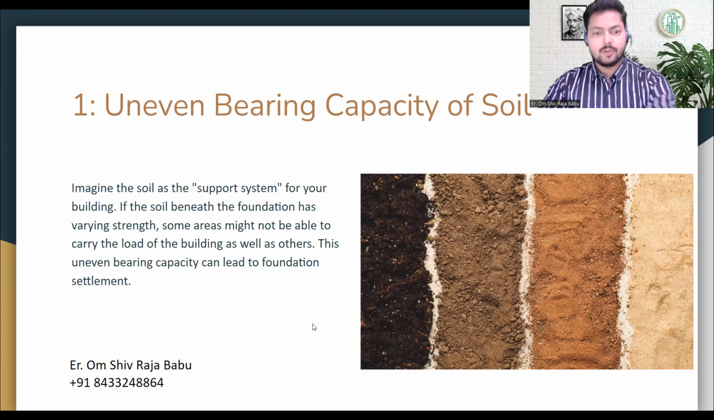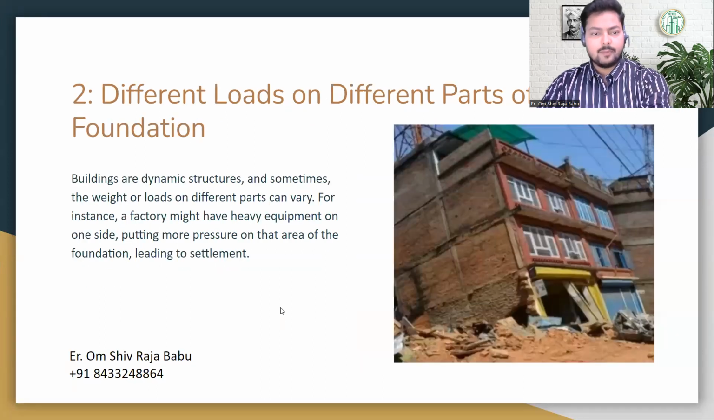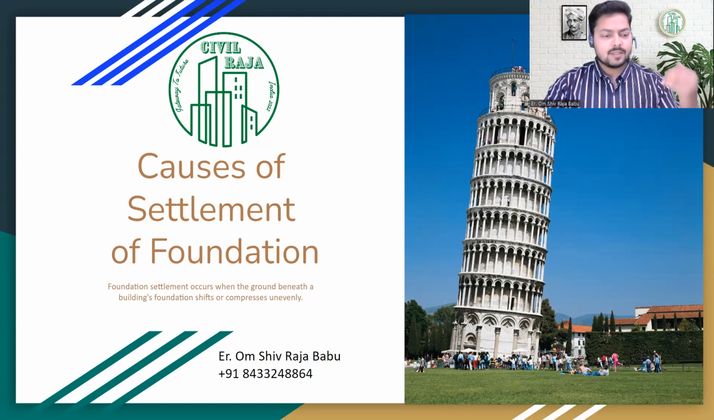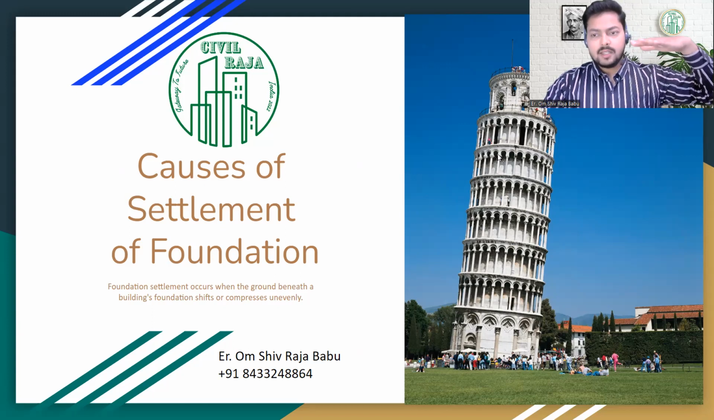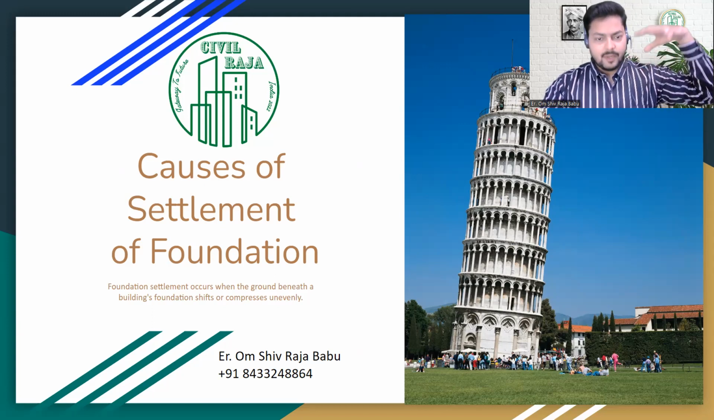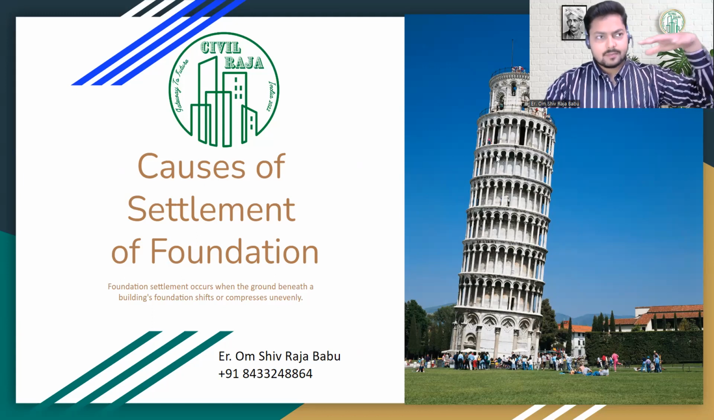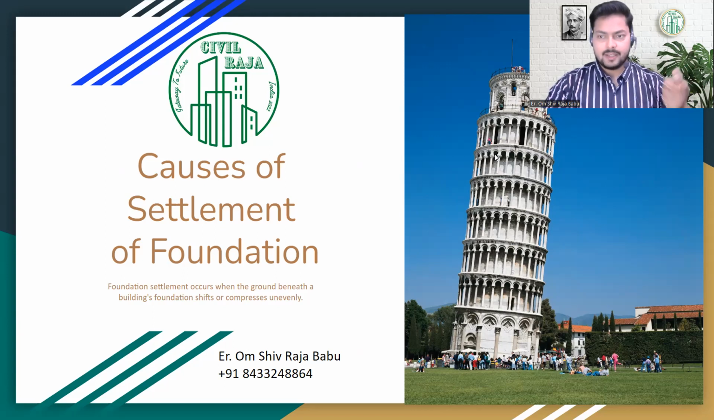Okay, I want to show you one more thing, like a live example. You can see this is the Leaning Tower of Pisa. I think all of you know this one, and this is an example of differential settlement. Even settlements are of different types. Sometimes all the area beneath the building settles evenly, like every portion of the building settles by, let's say, half an inch.